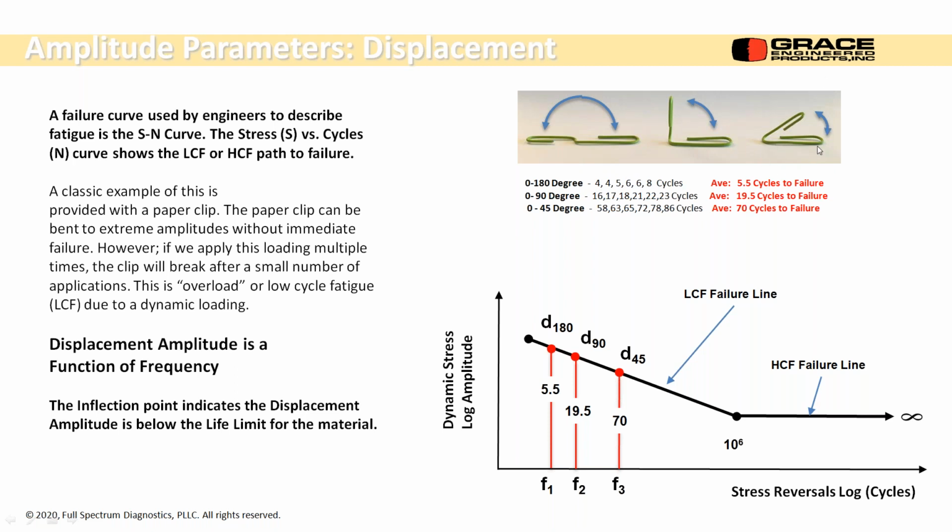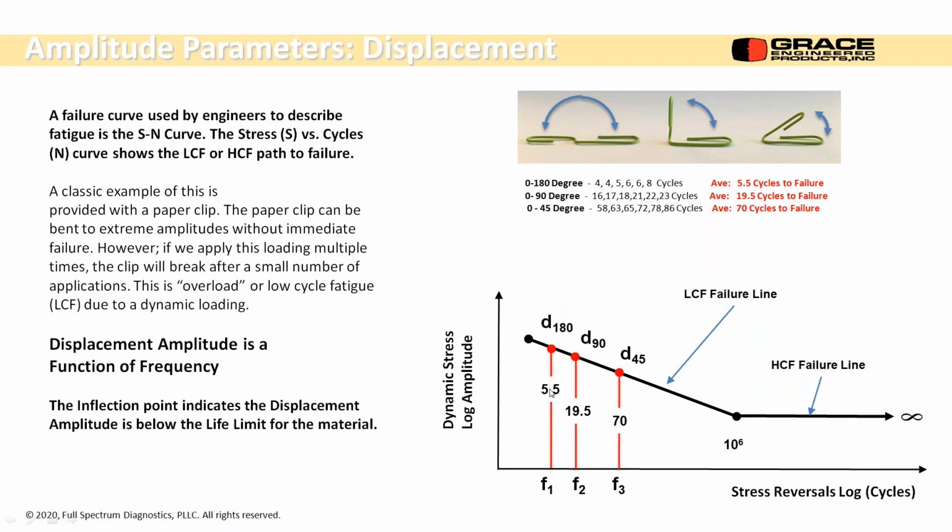Third one, I go 45 degrees, and I even get bigger numbers of cycles. So on average, about 70 cycles to failure. So cycles or frequencies of stress reversals, 5.5, 19.5, 70. My amplitudes are going down, and the cyclic life is going up. Okay, so displacement, which is all this is, I'm bending it, flexing it.